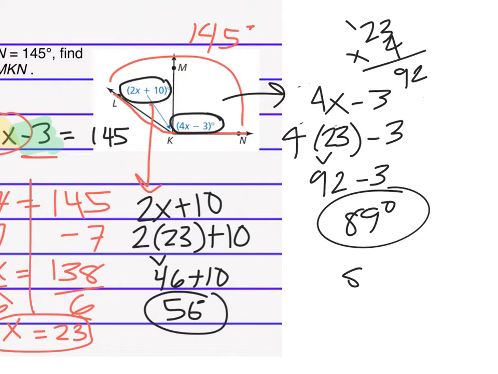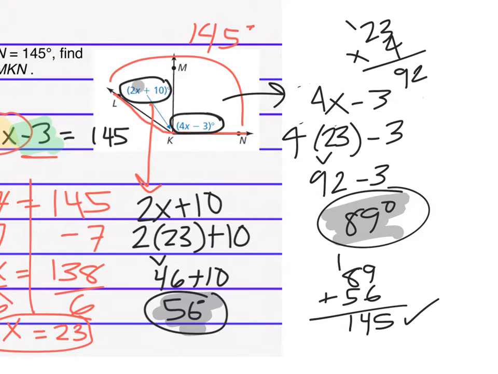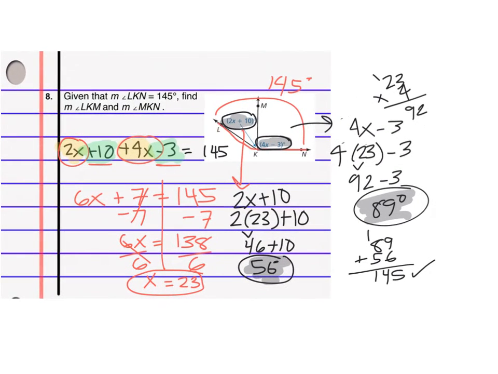Now I should double check. Is 89 plus 56, 9 plus 6 is 15, 13, is that 145? Yes. My answers are correct. So 89 and 56 for those two. Okay, so how did we do that? We took our two expressions, 2x plus 10 and 4x minus 3. We added them up so that they equal 145. We combined our like terms. We solved for x. Then we substituted x into each expression.